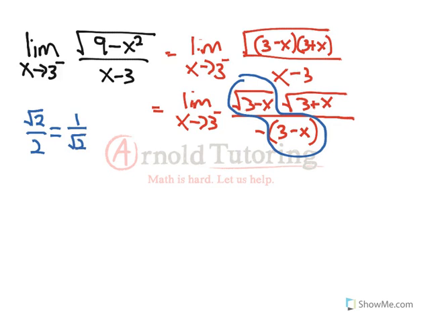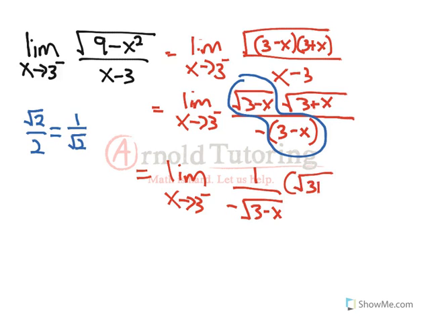So I'm going to do the same thing here. I'm going to say this is the limit as x goes to 3 from the left of 1 over negative square root of 3 minus x, and I'm still multiplying by this square root of 3 plus x that I had. Okay, so again, that's just reducing that, and I still have my negative sign there.